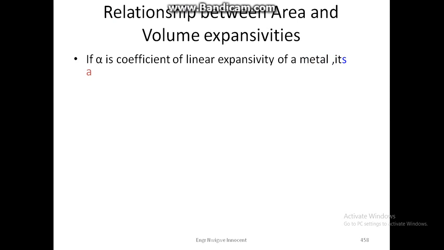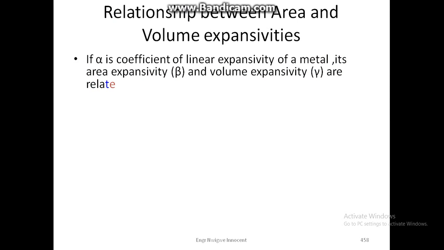Relationship between area and volume expansivities. If alpha is the coefficient of linear expansion of a metal, its area expansivity beta and volume expansivity gamma are related to alpha by beta equal to 2 alpha, gamma equal to 3 alpha.